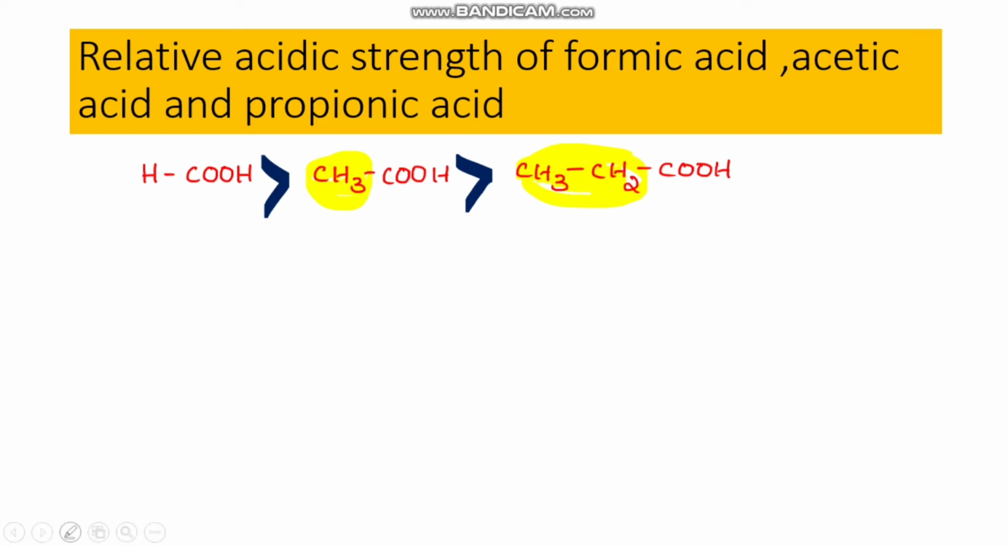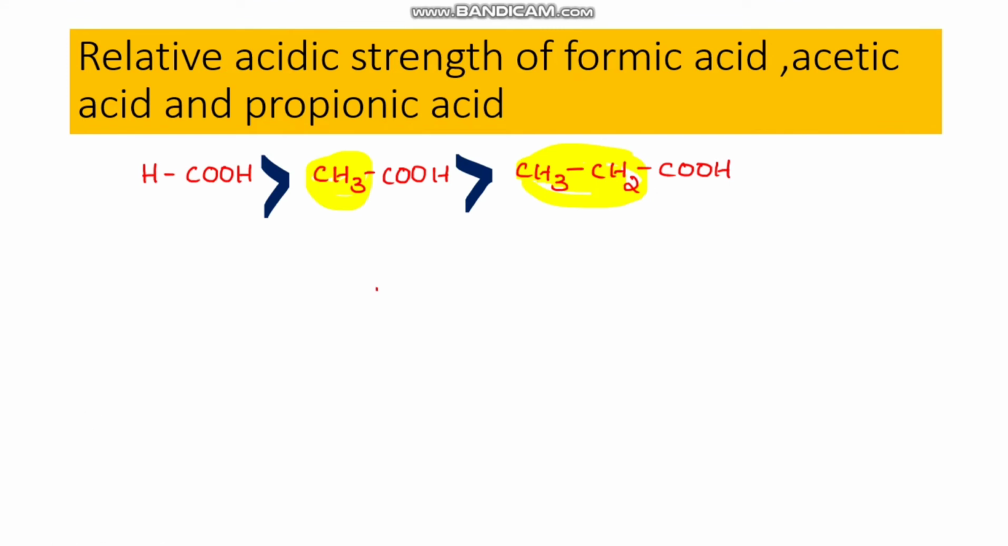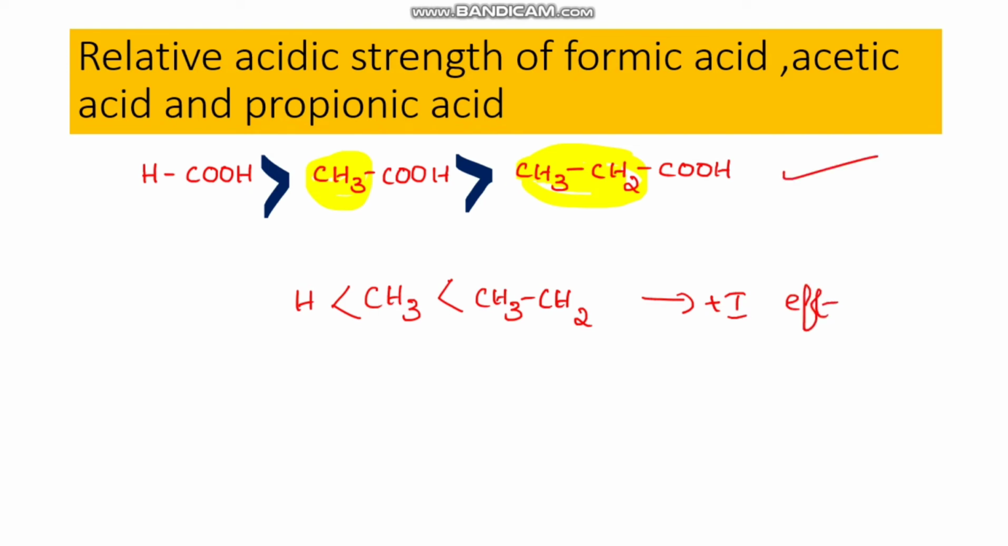And we can discuss the plus I effect over here as the CH3 group. Okay, CH3 shows more plus I when compared to hydrogen, and it is less plus I when compared to the CH3CH2 group. So this is the order of plus I effect, and accordingly this will be the order of acidic strength.